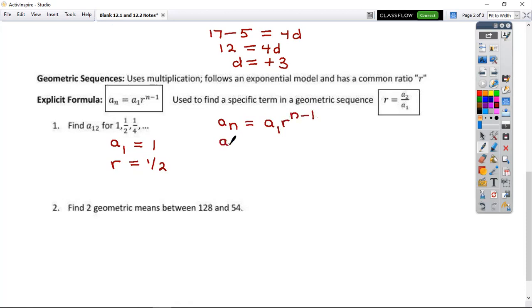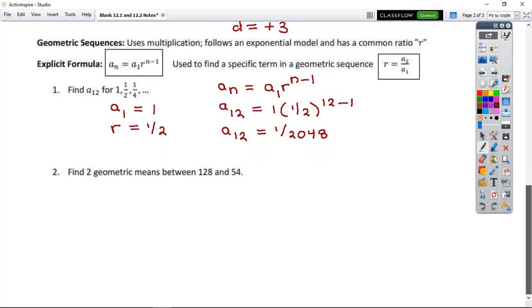So I have a sub 12 I'm looking to find. Equivalent to a sub 1 is 1, R value is 1/2, and this gets raised to the 12 minus 1. You can type the whole thing in the calculator. If it gives you a decimal, could you please kindly change it back to a fraction? What does this come back as a fraction? 1 over 2,048. Did you guys get that too? So right into your calculator, and again, math enter if you need to.